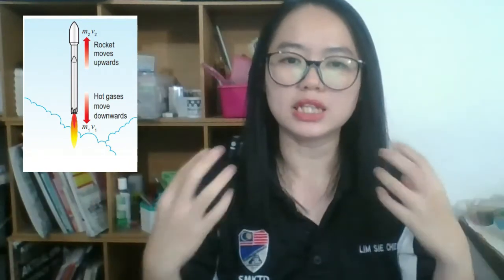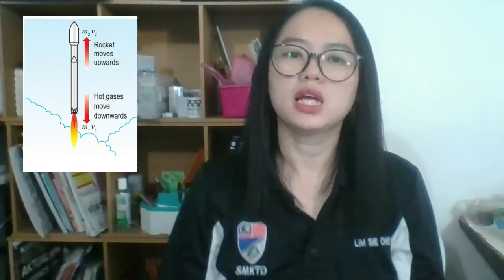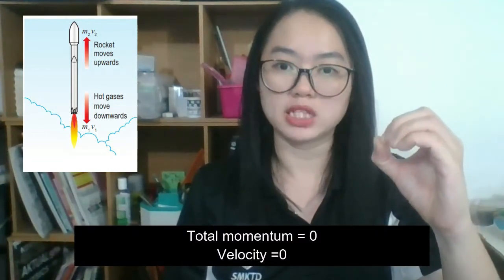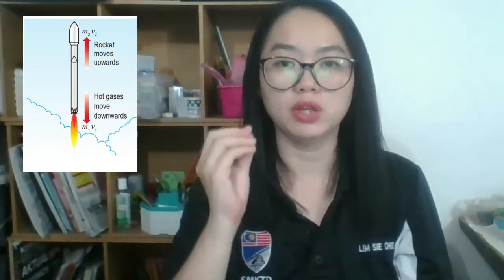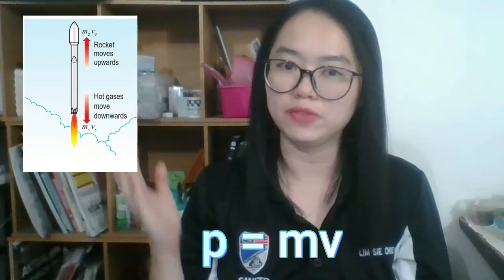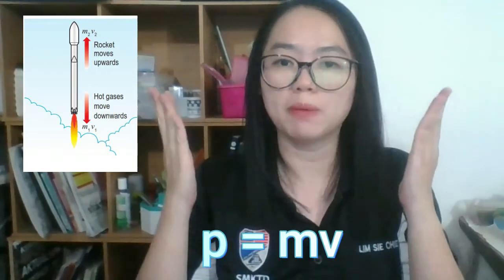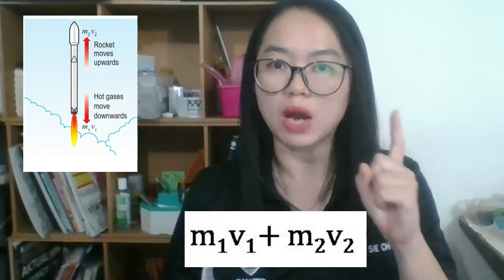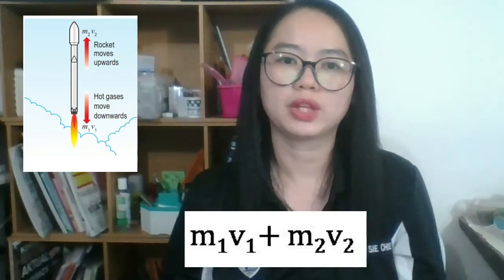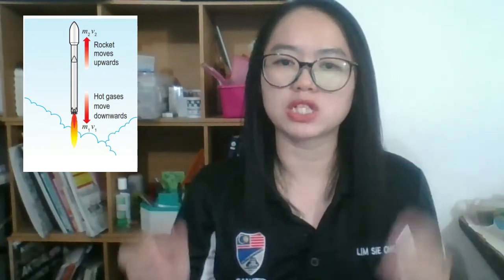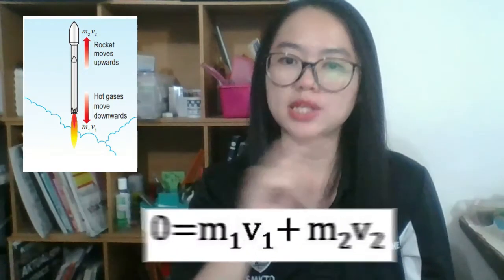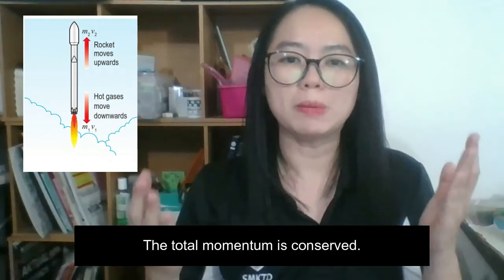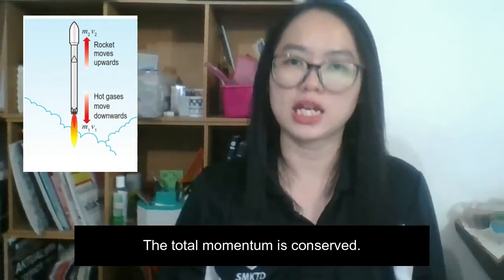Now, if we relate the situation with the formula, it will be like this. Before launching, the total momentum is zero because the velocity is zero. By referring to the formula of momentum, p equals mv, we know that p will become zero. After the explosion, the momentum will become m1v1 plus m2v2. Hence, the principle of conservation of momentum becomes 0 equals m1v1 plus m2v2. The total momentum is also conserved in explosion.